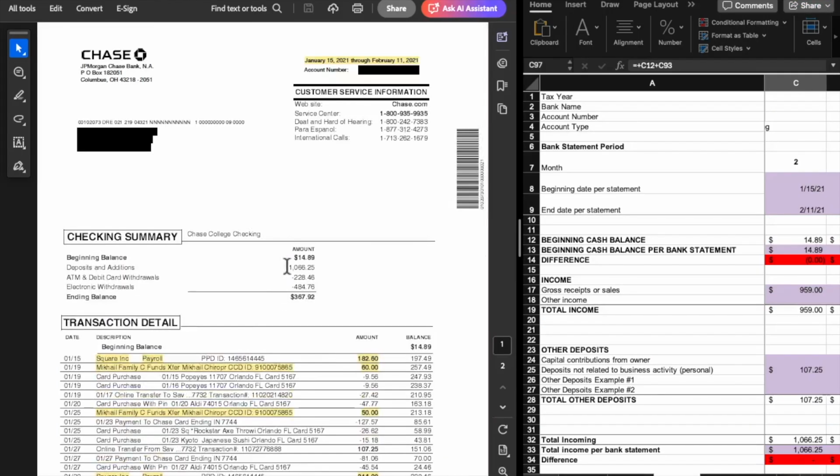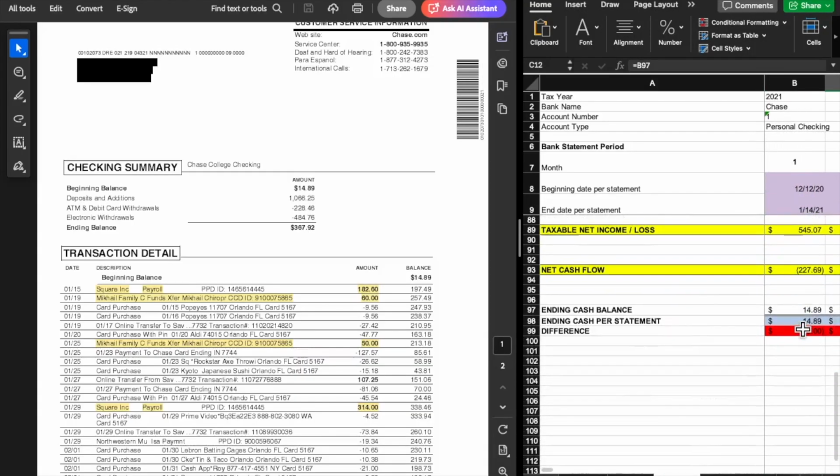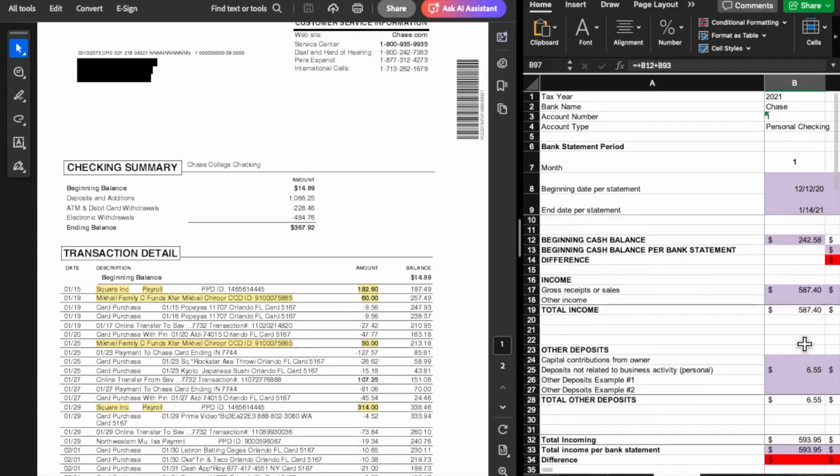So here it's the same process. Now we're fully in 2021. So we're just going to put the dates per our statement: 1/15/21 to 2/11/21, which is what appears here at the top. And then just as a double check, this number is coming from down here. It's taking the number that I calculated up here and bringing it over here. I like to also put in the beginning balance per the statement just to double check and make sure that everything is flowing over correctly, which in this case it does. You see here, that's our beginning balance per statement, the $14.89.